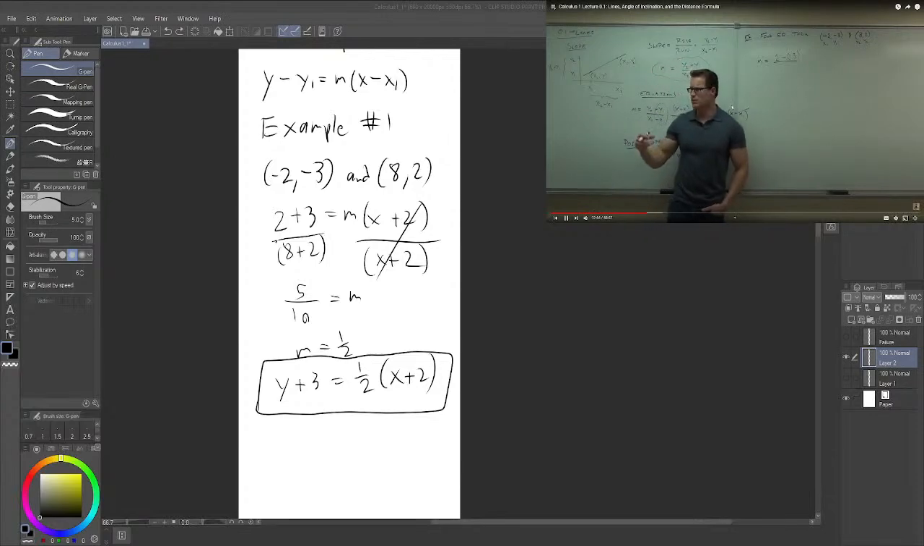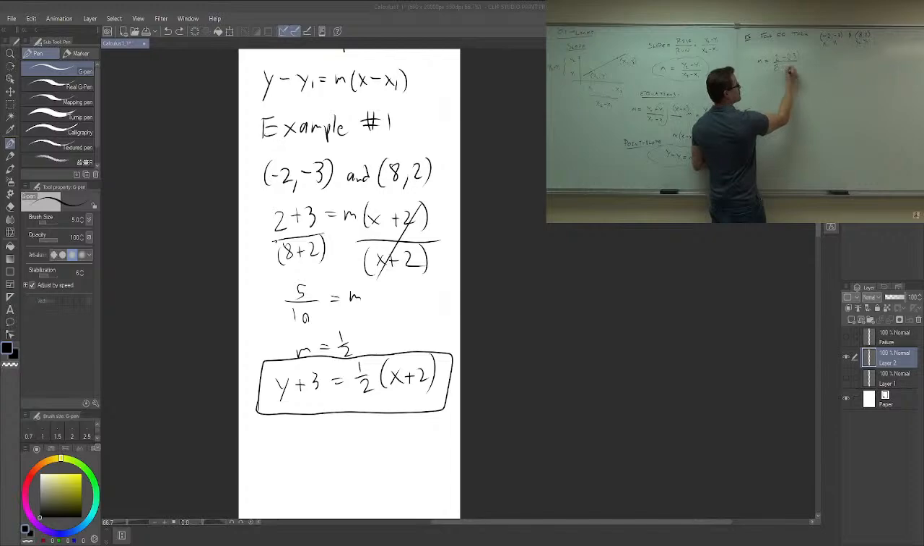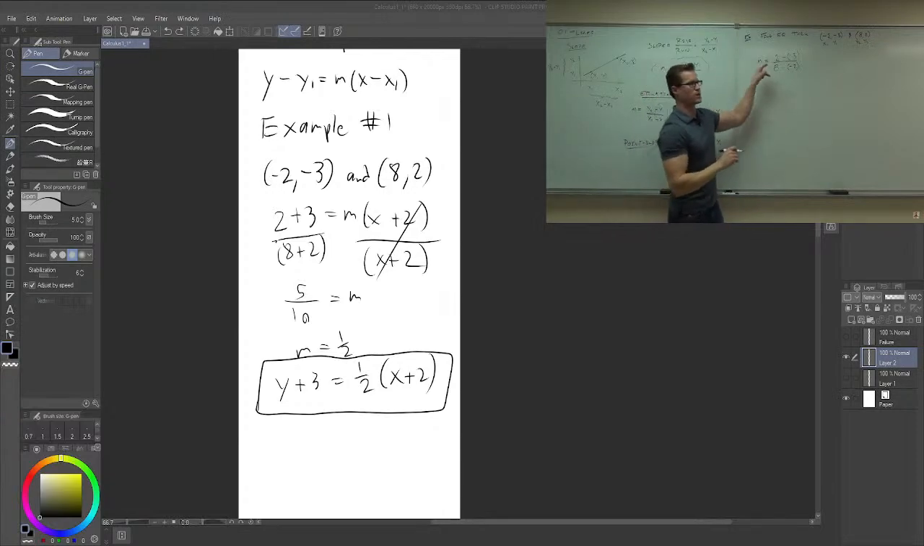What is subtracting a negative? What's that become? Great, okay. Positive. Well, yeah, it ends up being addition. And then for X2 minus X1, we're going to have our 8 minus -2. Same idea. What is our 2 minus -3? How much do we get?